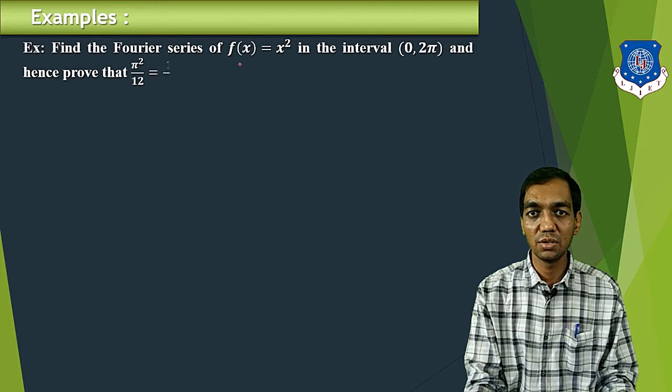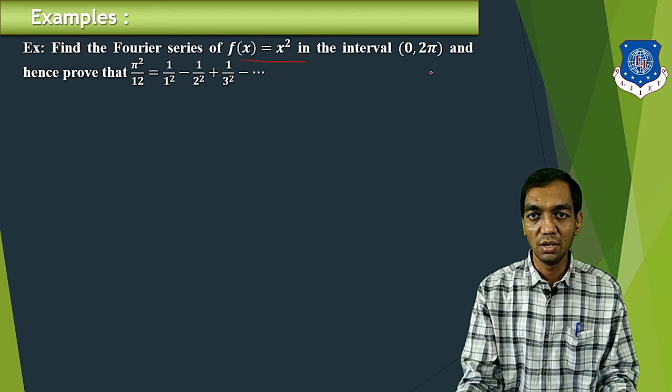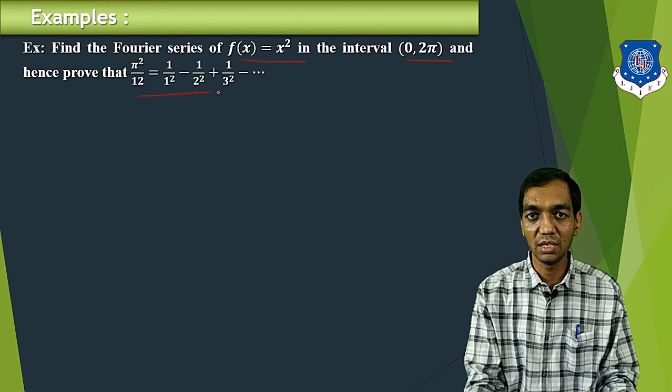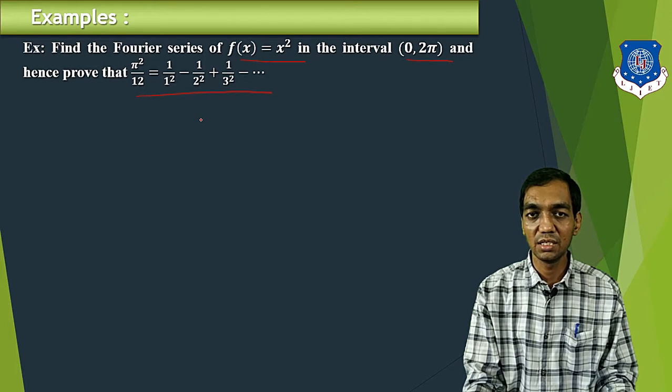Now we are going on to the example. Find the Fourier series of f(x) is equal to x square on the interval 0 to 2 pi, and hence prove that pi square by 12 is equal to 1 upon 1 square minus 1 upon 2 square plus 1 upon 3 square minus and so on.